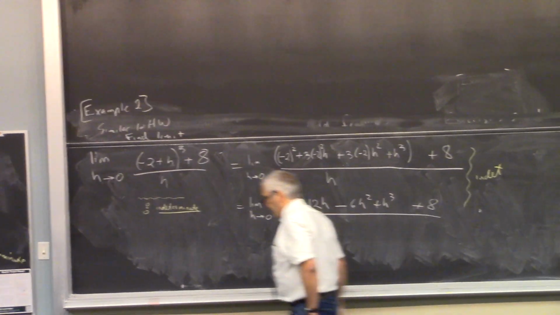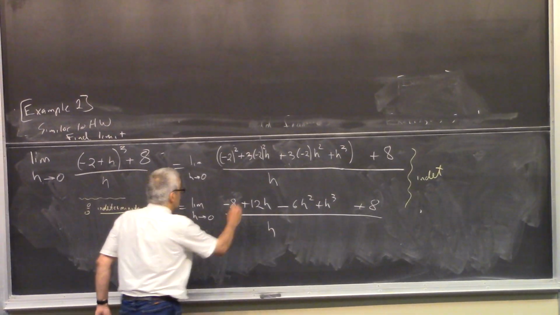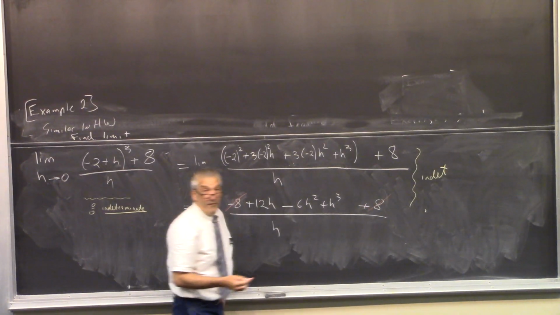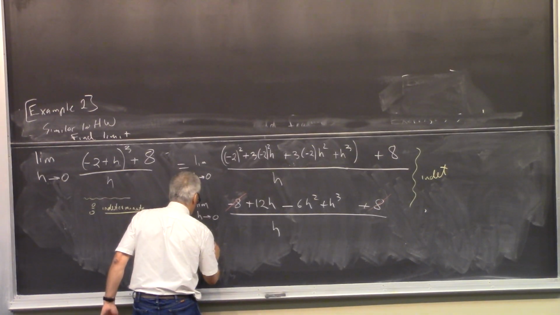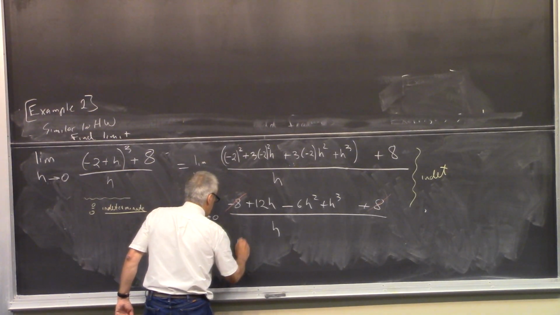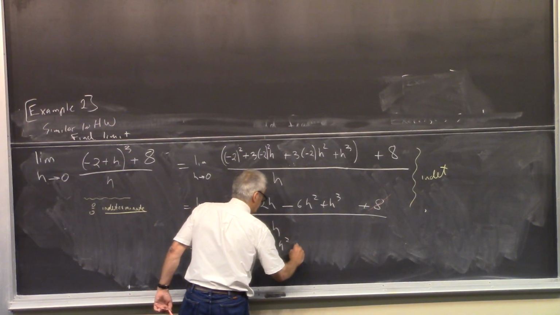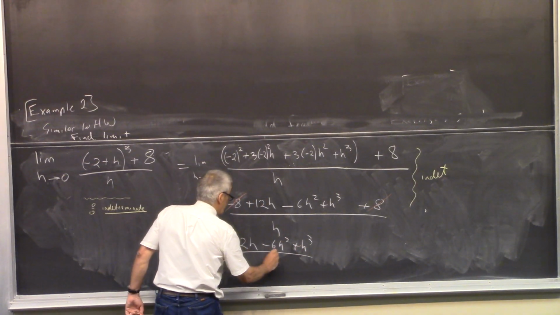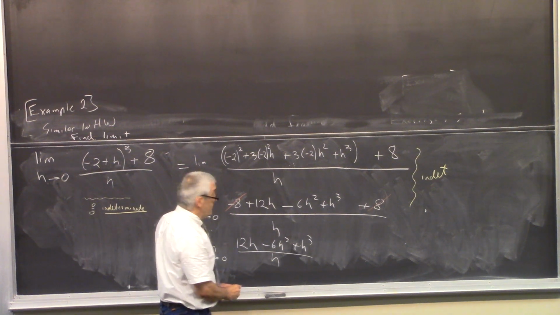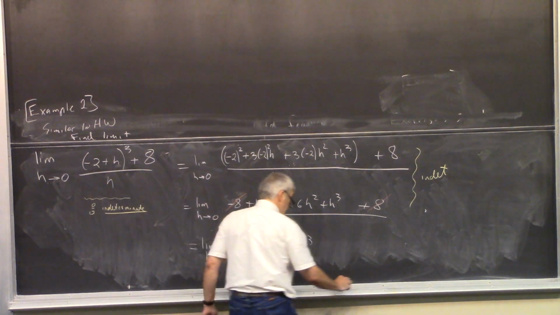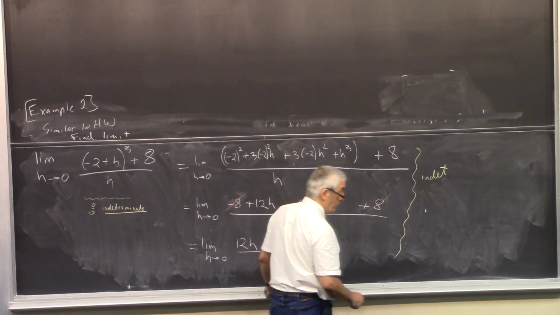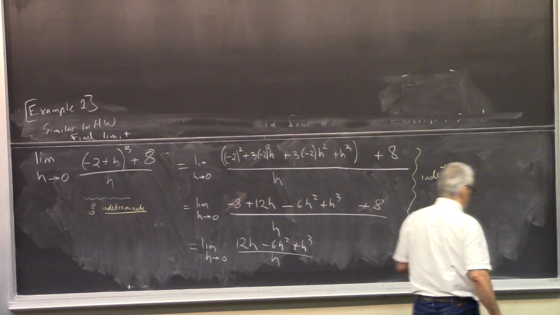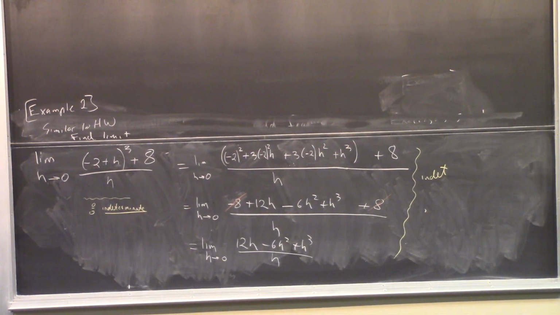But I can do some things here. I can cancel the minus 8 and the plus 8. There's nothing fancy there. That's just arithmetic. So this is the limit as h approaches 0 of 12h minus 6h squared plus h cubed over h. Notice that's still indeterminate. Now, I'm going to keep going. I'm going to want to do some canceling, just as in the previous one. But ahead of that, I want to factor out in the numerator.